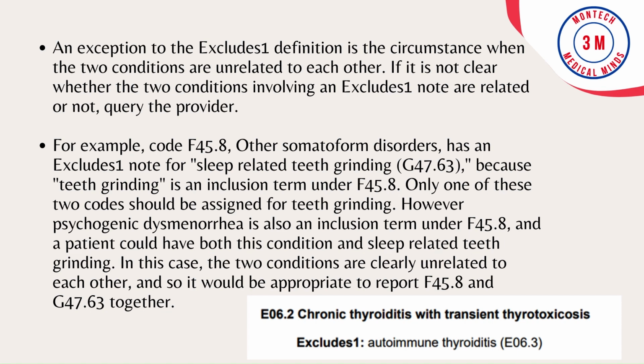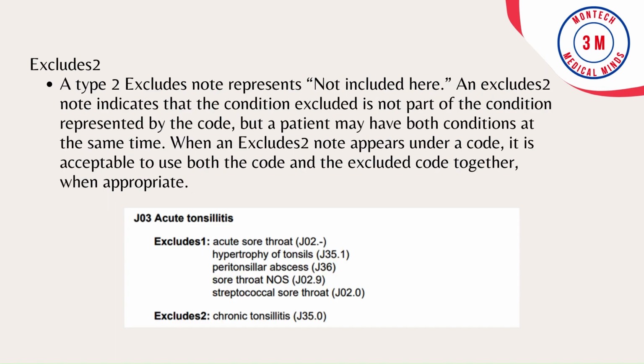G47.63 together. Excludes 2. A type 2 excludes note represents not included here. An excludes 2 note indicates that the condition excluded is not part of the condition represented by the code, but a patient may have both conditions at the same time. When an excludes 2 note appears under a code, it is acceptable to use both the code and the excluded code together, when appropriate.